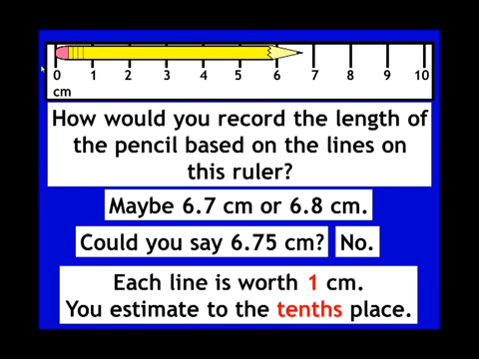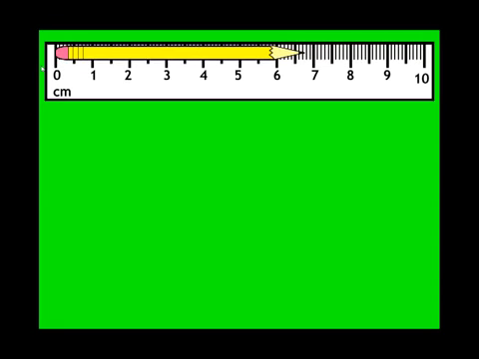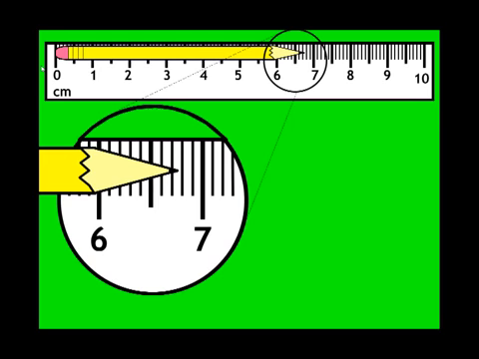And now finally, let's go to an even more precise ruler and measure the same object. As you can tell, every line on this ruler is worth 0.1 centimeters. I'm going to give you a close-up of what that looks like. We are now at a point where we can measure somewhere between 6.7 and 6.8. So let's say we think it's roughly about halfway between 6.7 and 6.8.